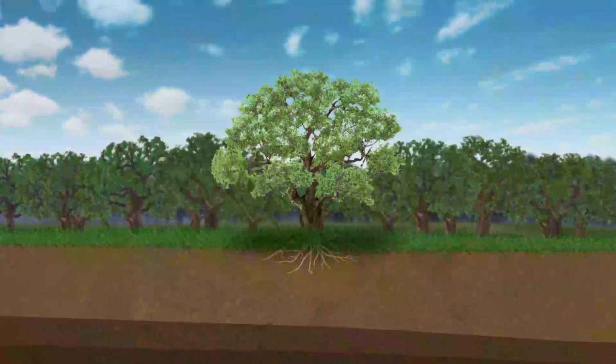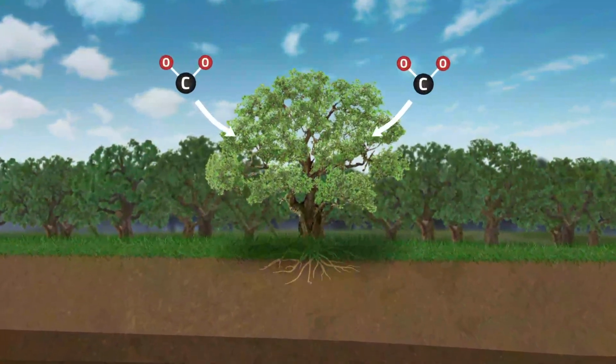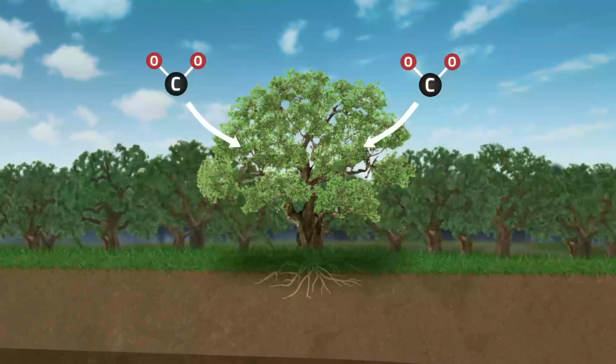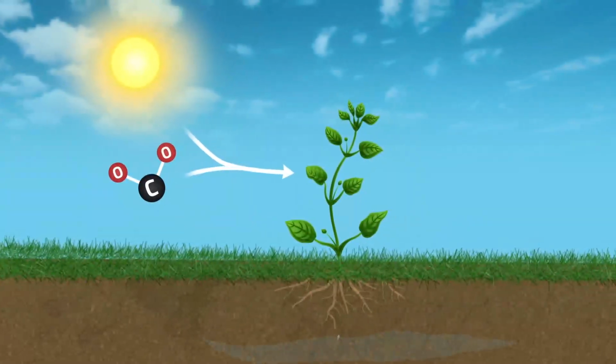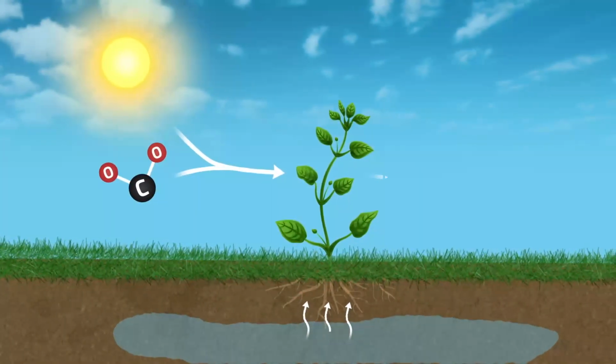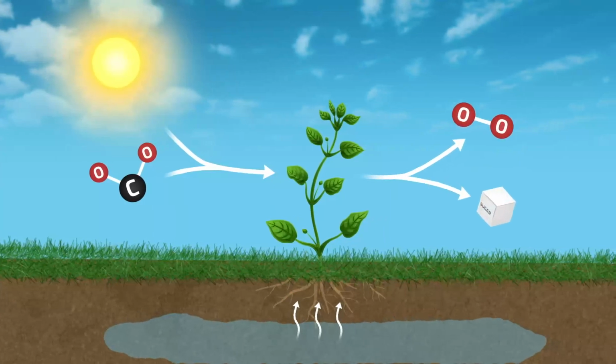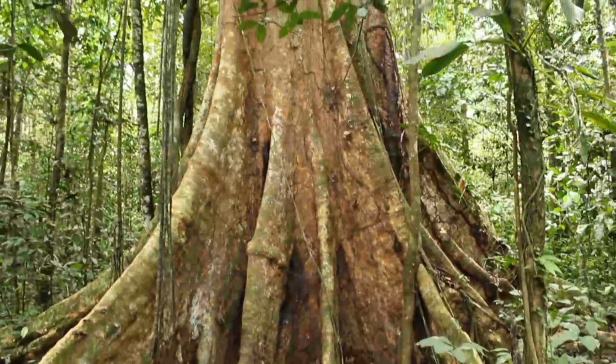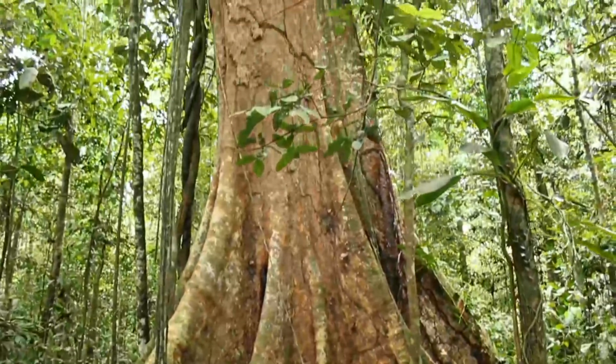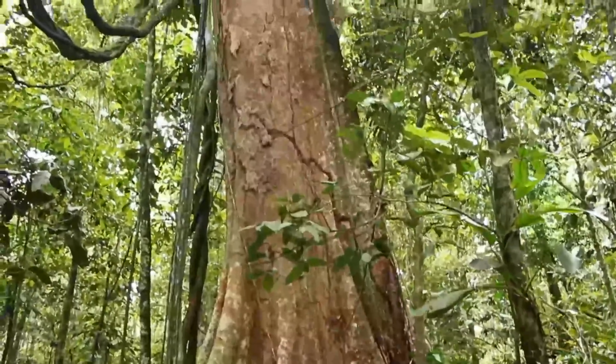On land, most carbon is stored in forests. Here, plants absorb carbon dioxide from the atmosphere into their cells. With energy from the sun, plants combine carbon dioxide and water to form carbohydrates, such as sugar, and oxygen through photosynthesis. In this process, carbon dioxide is converted to carbon-based cellular material.